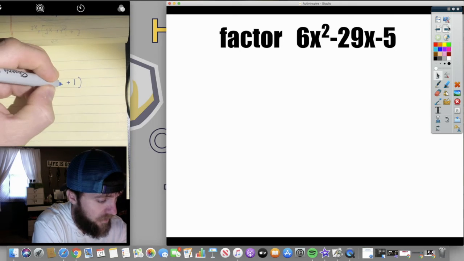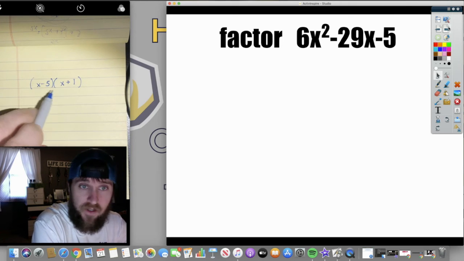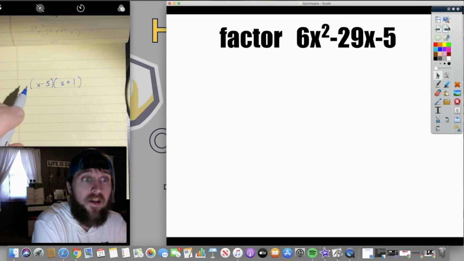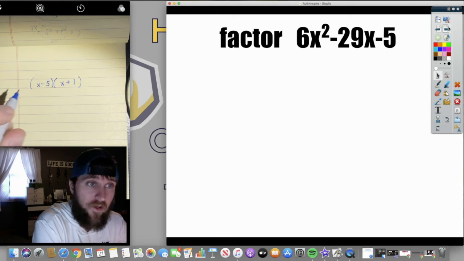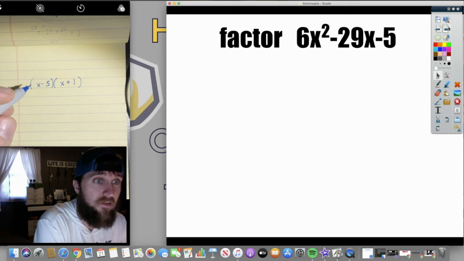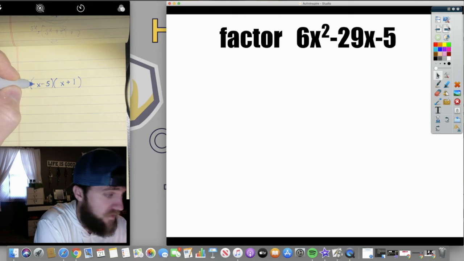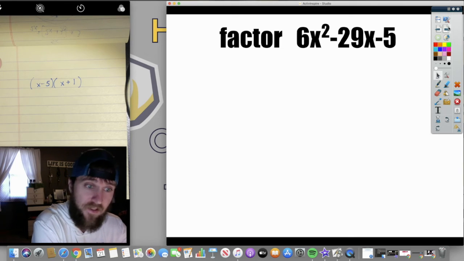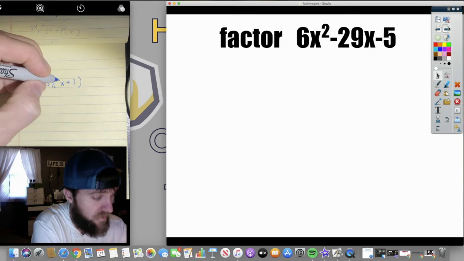Moving on to the second part, we need some numbers in front of these x's. We want it to come out to be 6 when we take the x times the x. We want 6x squared. But then we also want to get -29 when you do the rest of the steps. So we could do 6 and 1, 1 and 6, 2 and 3, 3 and 2. -29 is close to 30. 5 times 6 is 30. So I'm not going to go through all the wrong answers. I know I want to take 5 times 6.